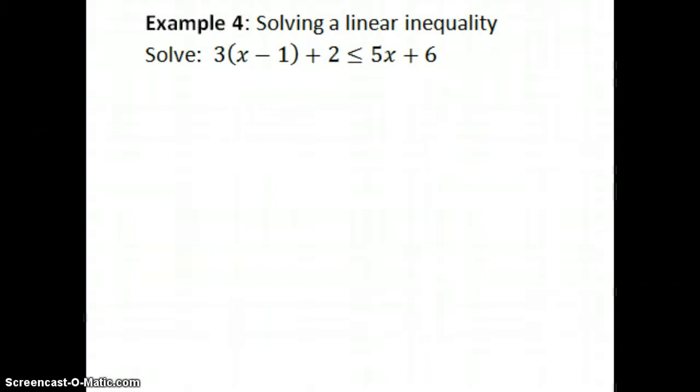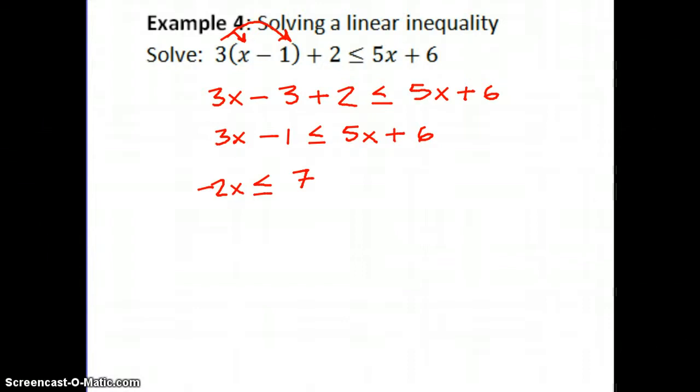Okay, so now we're going to solve a linear inequality, and instead of solving simply for x equals one particular number, we're solving for a certain range of numbers here. And so I would like us to get some practice writing our solution in interval notation. So let's go ahead and just solve this problem as if it were an equation, and then get some practice with the interval notation. I'm going to start off by distributing the 3.